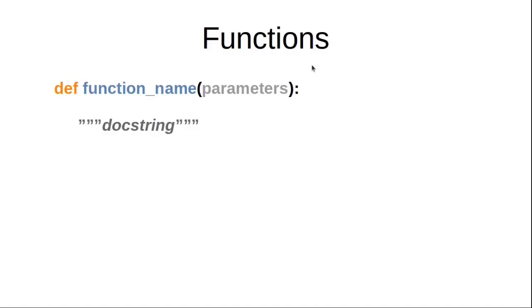It's a good practice to add a function documentation string, called a docstring, in the first line of the body block. Then do some stuff, and at the end, using the keyword return, it can return something.